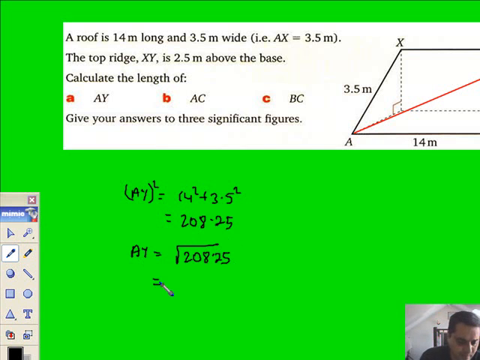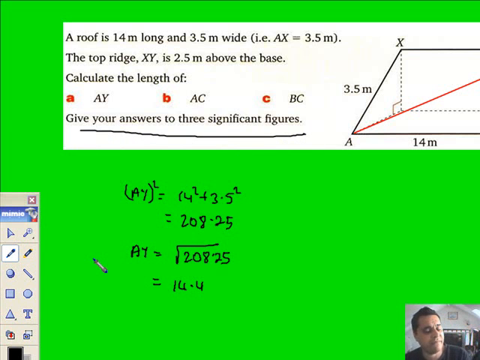Now we're going to root that. I'm given 14.4. It does say give your answers to 3 significant figures. It says here 14.43. The 3 won't do anything, but that's it. I've got 3 significant figures there, and that's that one.